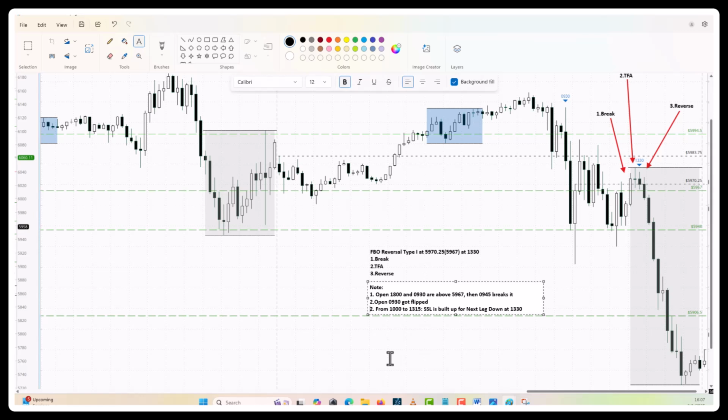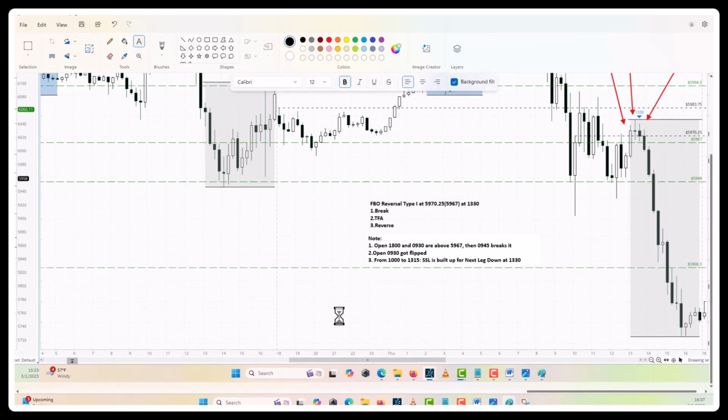That's 3 indicators that help us to formulate the short setup right there. All right, let's save it right there.